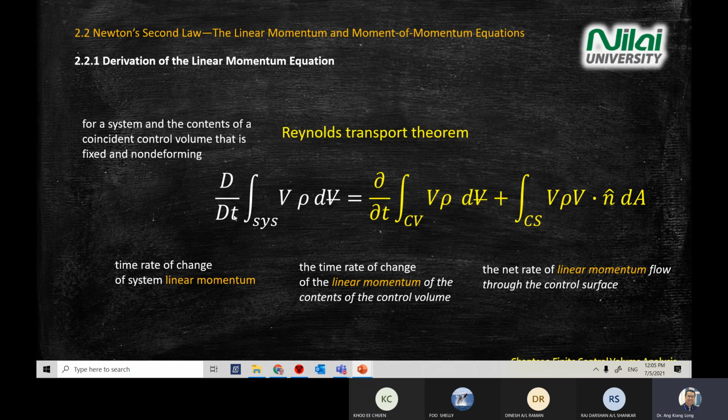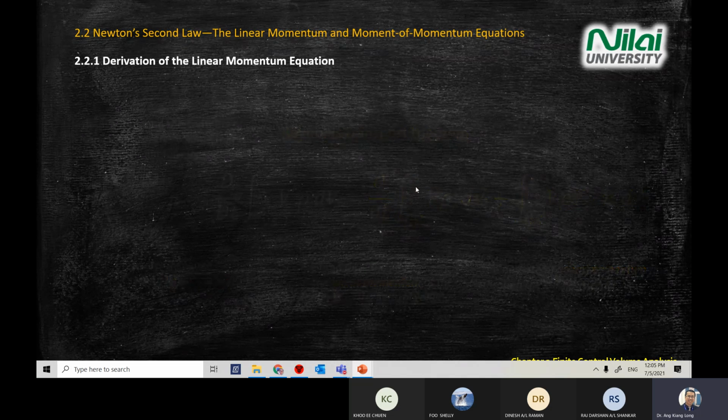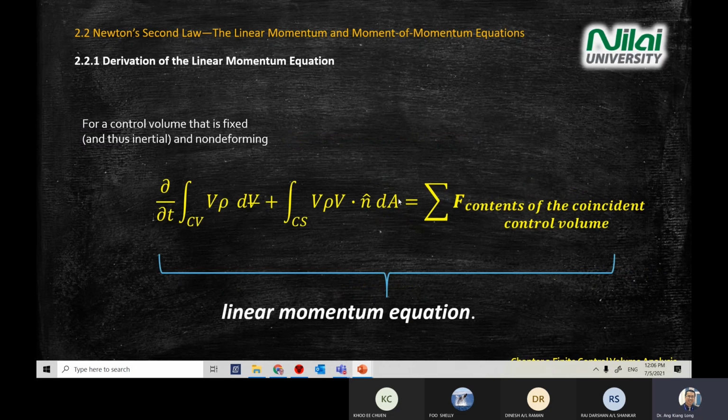So we have d divided by dt, integrate v rho dV, volume. If you take this integration, you will get momentum. So d/dt means the rate of change of your momentum, and we're looking at linear momentum. Linear momentum, we look at in 2 dimensions also, control volume and control surfaces. And we know that F equals ma.